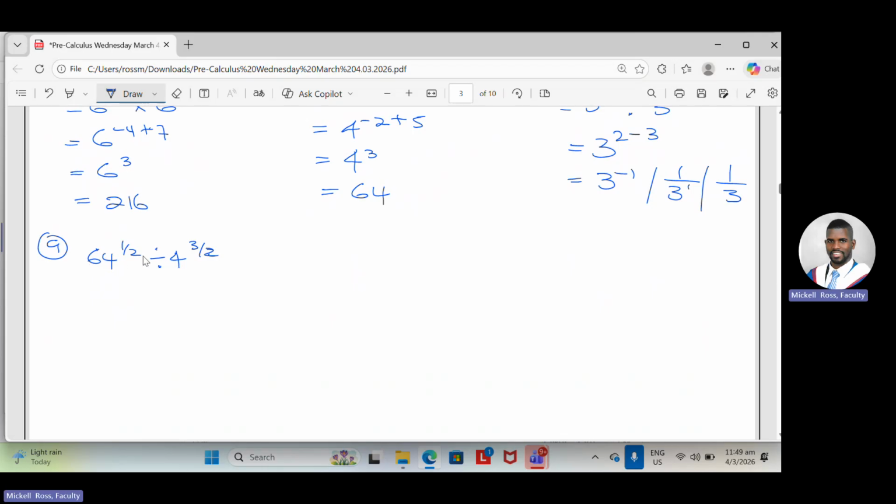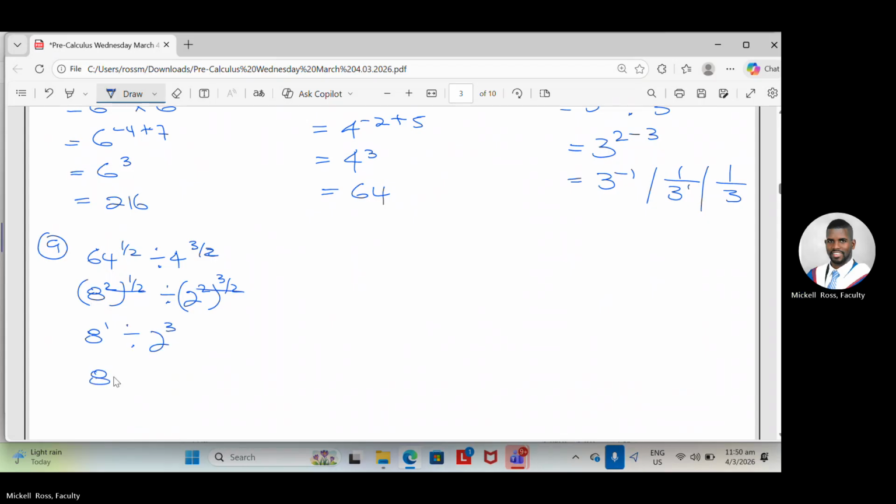What number squared gives you 64? This is going to be 8, divided by what number squared gives you 4? The 2's will cancel, leaving you with 2 cubed. So you're going to have 8 divided by 2 cubed, which is also 8. So your final answer is going to be equal to 1.